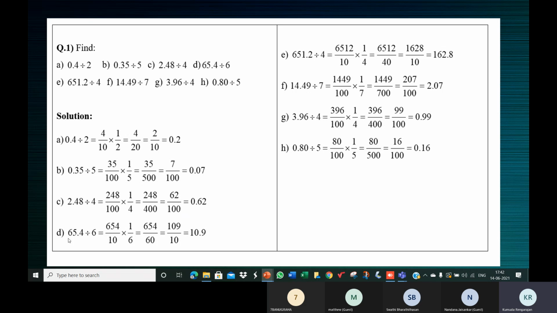Somebody try the next one. 65.4 divided by 6. Shall I try, ma'am? Yes, Nandana. Ma'am, first we should remove the decimal point, ma'am. So it is 654, ma'am.